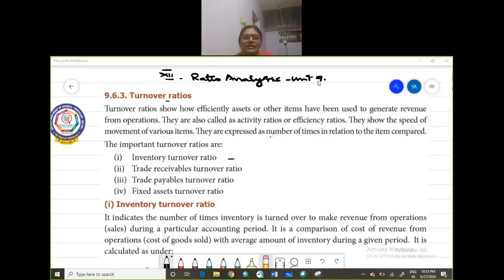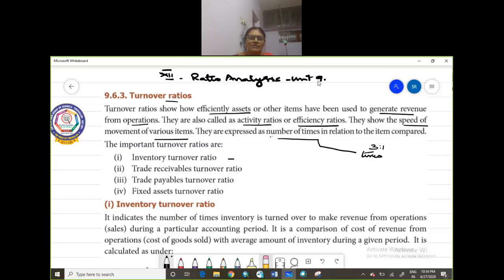These turnover ratios show how efficiently your assets, such as a machinery or a plant in a factory, have been used to generate revenue from operations. Another name for turnover ratio is activity ratio or efficiency ratio. They show the speed of movement of various items, and they are expressed in number of times, unlike liquidity ratios, which are expressed as a pure quotient. Now this ratio is expressed in times.